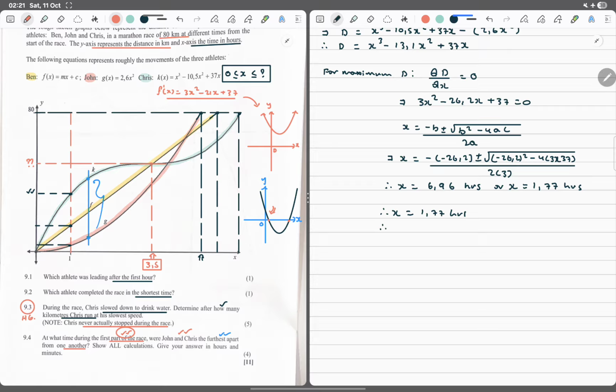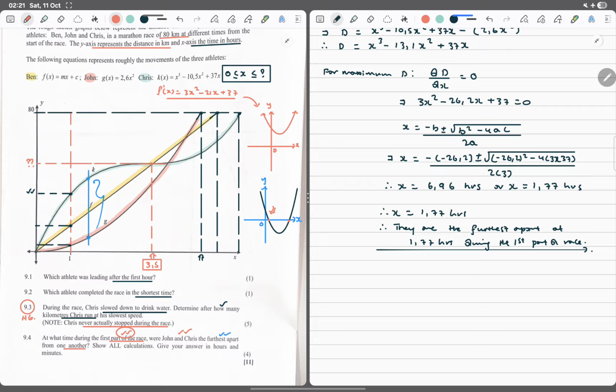We can say, therefore, they are the furthest apart at 1,77 hours during the first part of the race. Okay, please, folks, answer nicely.